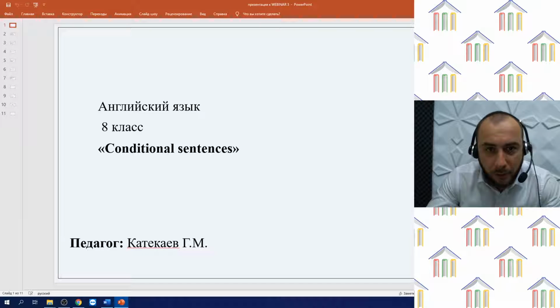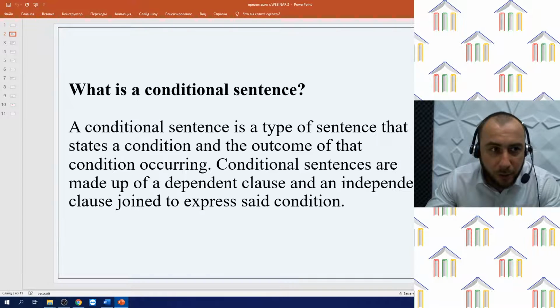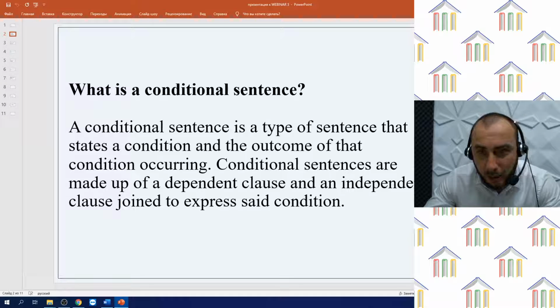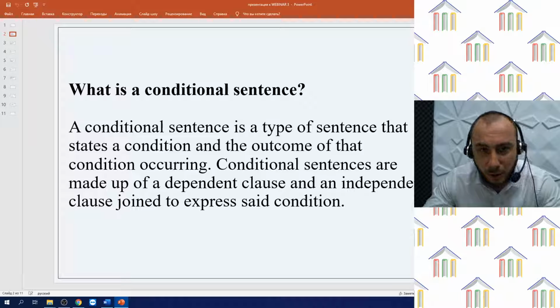After watching the video lesson, you have sent us questions on the topic of conditional sentences. Today, during our webinar, we will talk about conditional sentences. So let's begin, and the first question is, what is a conditional sentence? A conditional sentence is a type of sentence that states a condition and the outcome of that condition occurring. Conditional sentences are made up of a dependent clause and an independent clause joined to express said condition.